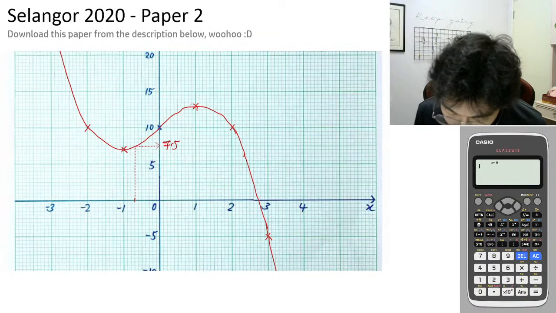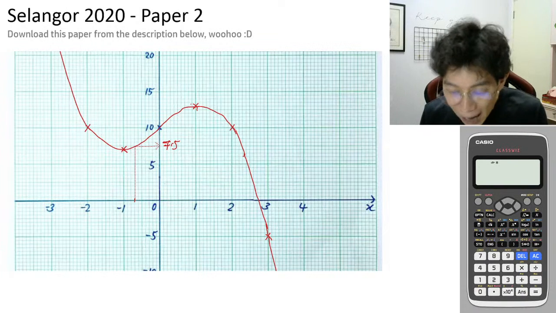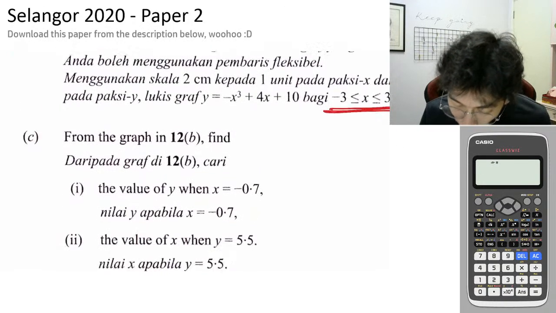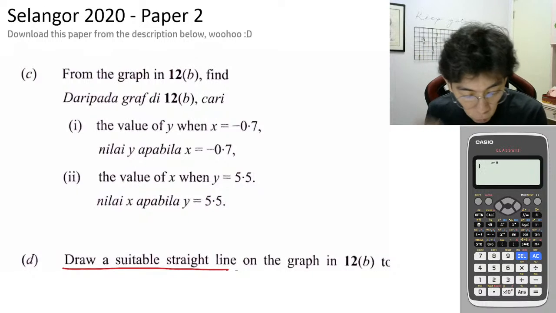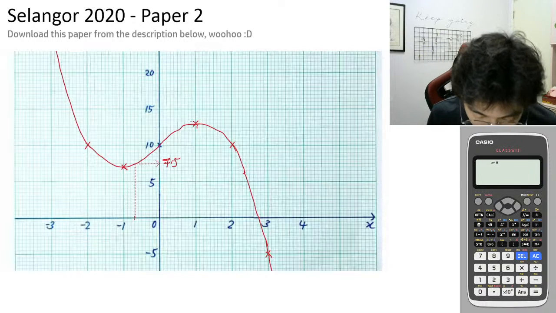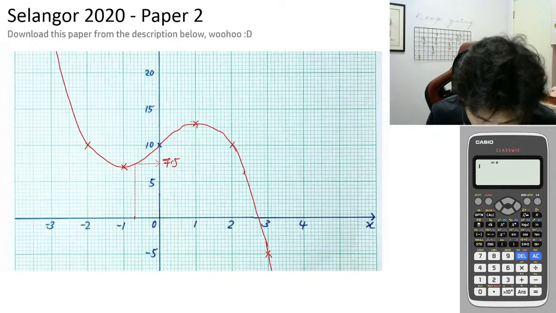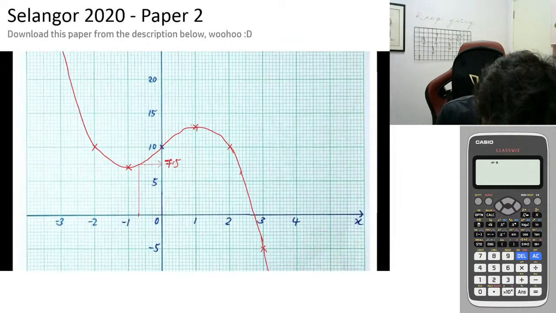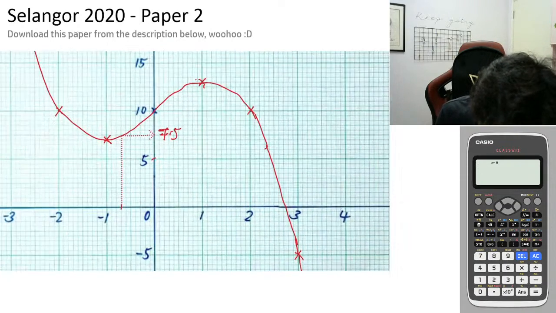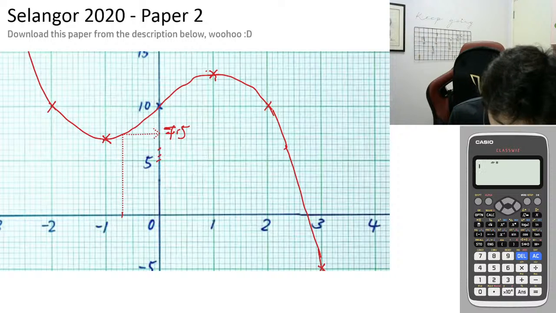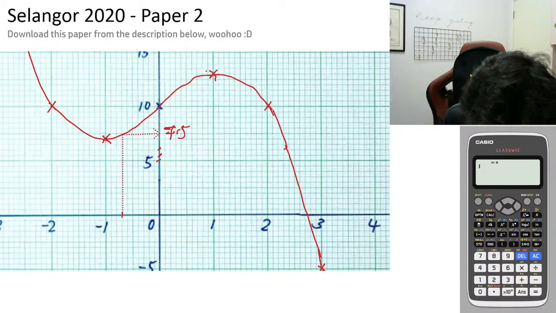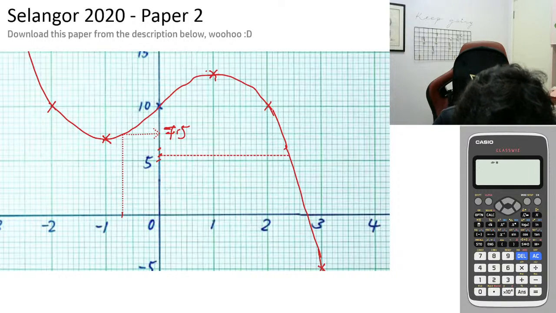The next question is find the value of x when y equals 5.5. Where is y? 5.5 is here. This one is 5, right, and this one is 6, so 5.5 is here. You draw a dotted line again to hit the graph. Once you hit the graph, you straight away reflect down.